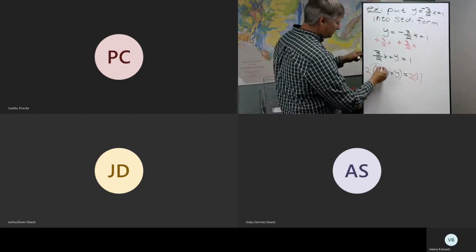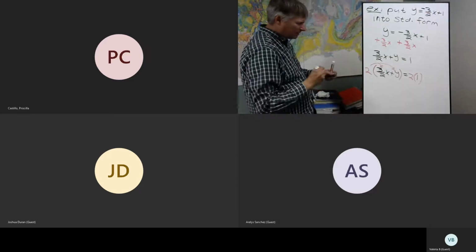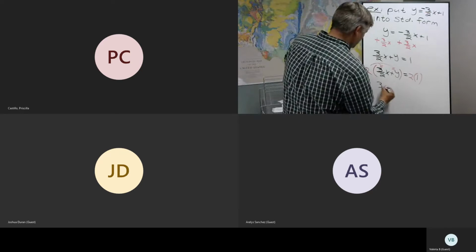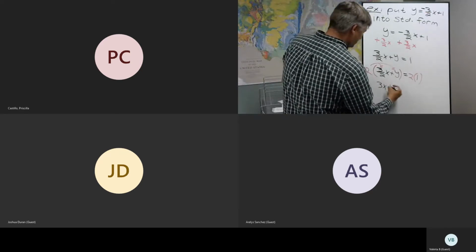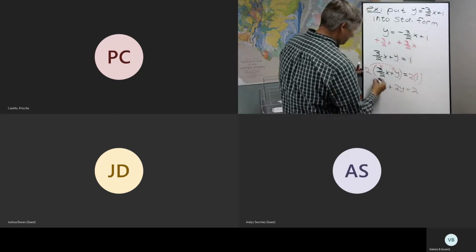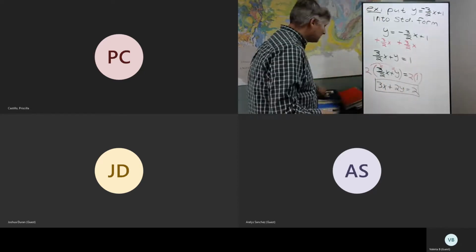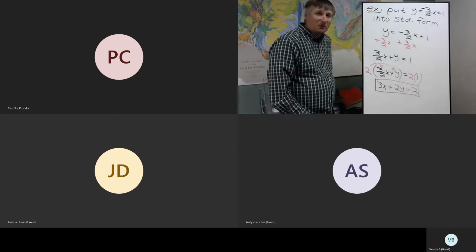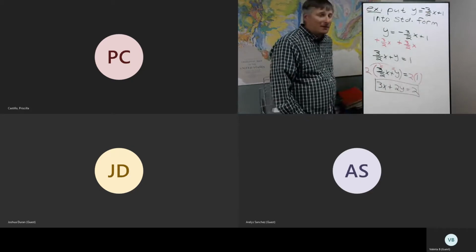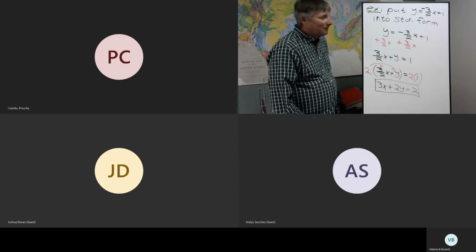So I'll distribute my 2. 2 times 3/2 is 3x. 2 times y, 2y, and this is 2. So that's standard form. Questions about that? All right.